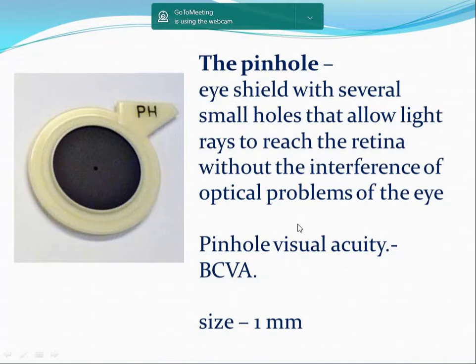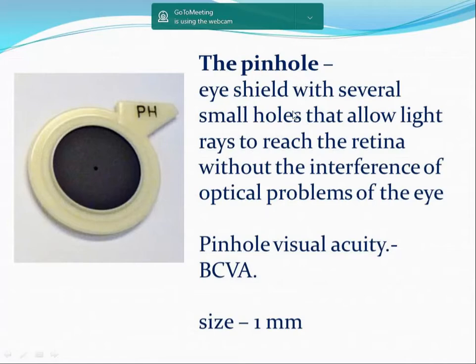So if suppose a person has, say, 6/60, and once you put the pinhole, you make him read the Snellen's chart again. This time he is able to see 6/6. It means all his loss of vision is because of a refractive error. So his best corrected visual acuity with glasses would be 6/6. That means if you give him the appropriate glasses, he will be able to see the entire 6/6. He will be able to read the last line. So that is the significance of the pinhole.